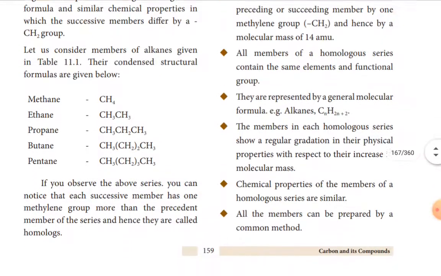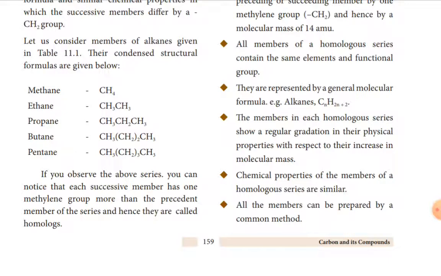Then they are represented by a general molecular formula. Example, alkane CnH2n+2. Alkene CnH2n. Alkyne, ending with yne, CnH2n-2. These are the three important general formulas. When you take compounds under a particular homologous series, they are obtained from the same general molecular formula. Alkane CnH2n+2, alkene CnH2n, alkyne CnH2n-2.